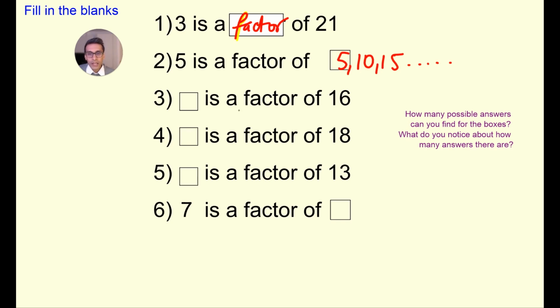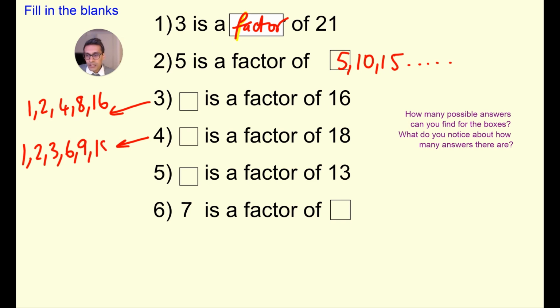Question 3, blank is a factor of 16, so anything that fits into 16. So we've got multiple answers. It could be 1, 2, 4, 8, 16. Any of those would have been correct. Blank is a factor of 18, so it could have been 1, 2, 3, 6, 9, 18, because all of these you can divide 18 by with no remainder.